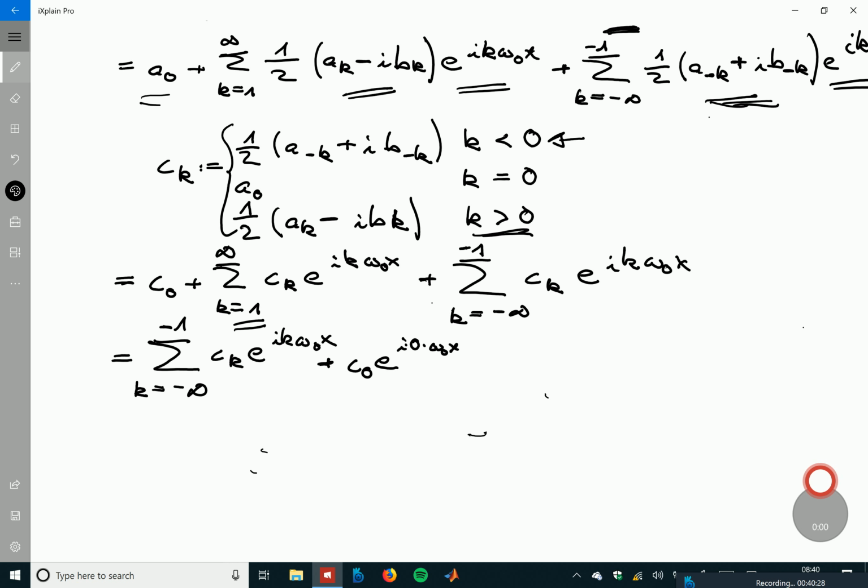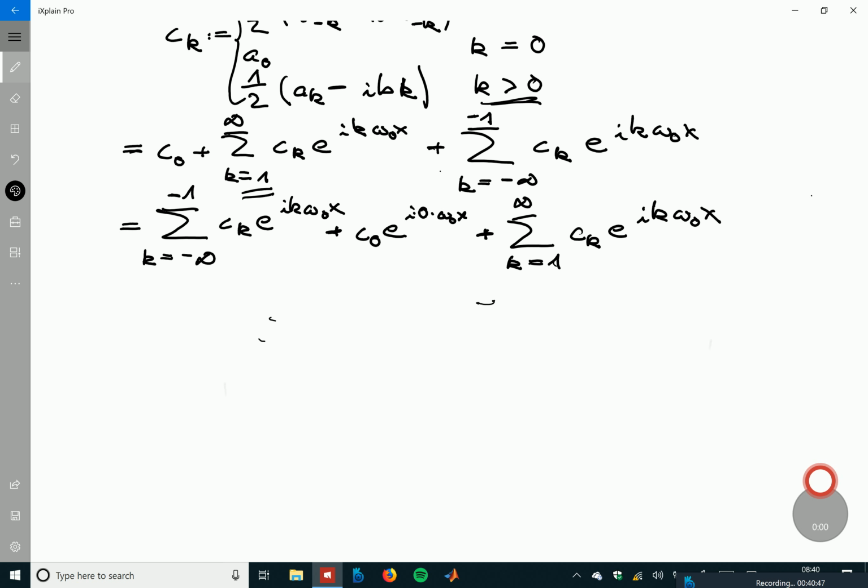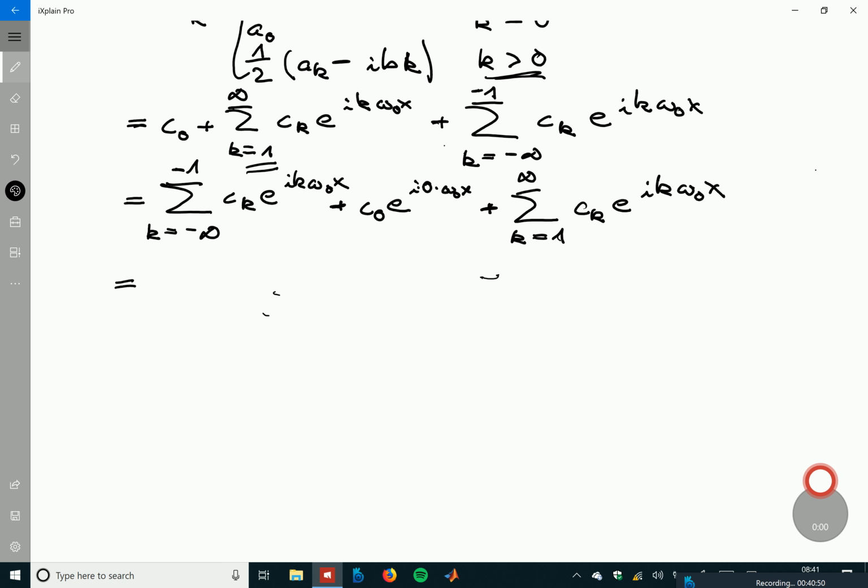The main thing is that we get this 0 term also into the sum in the end. Here we have from 1 to infinity c_k e^(i k omega_0 x), and then we are actually done. So we now can write the whole thing as a single sum from minus infinity to plus infinity, if you want a plus there, or just infinity.